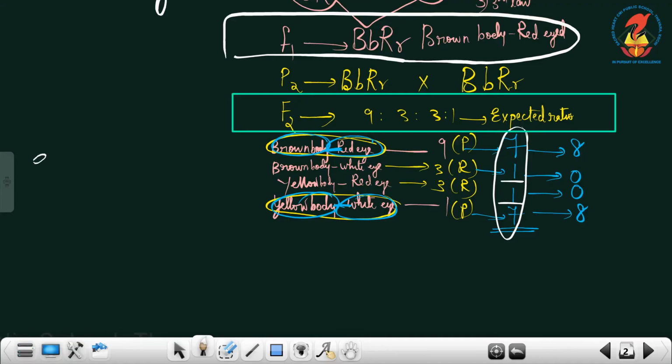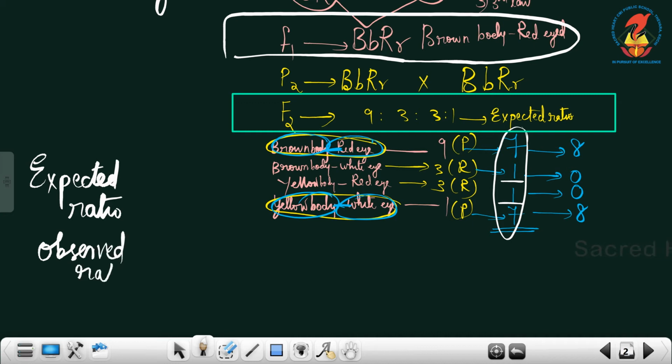So we have expected ratio, observed ratio, and assumed ratio.